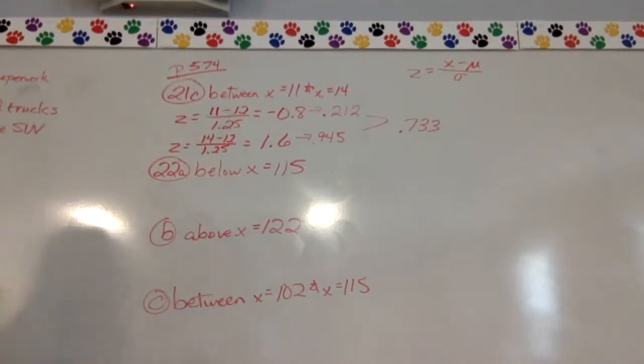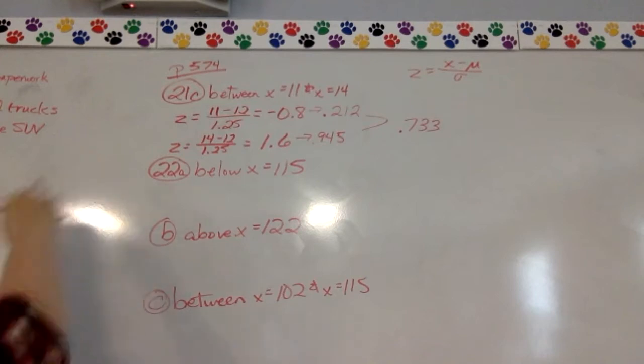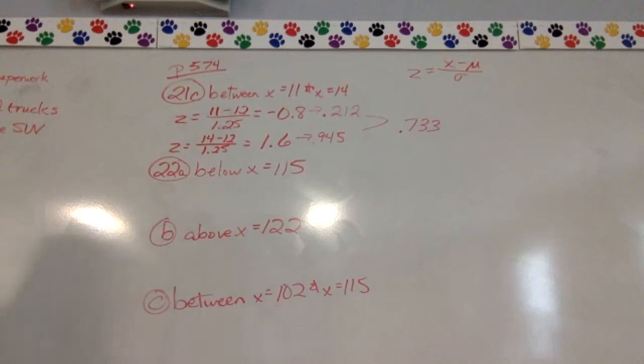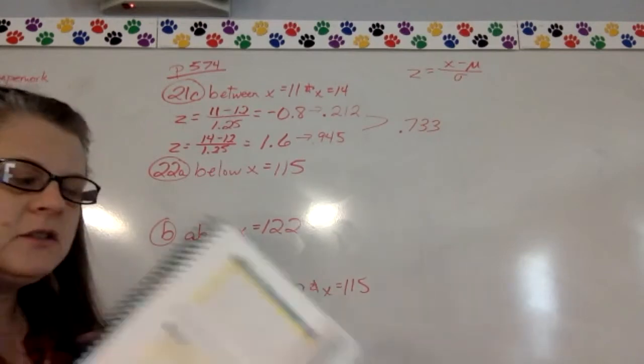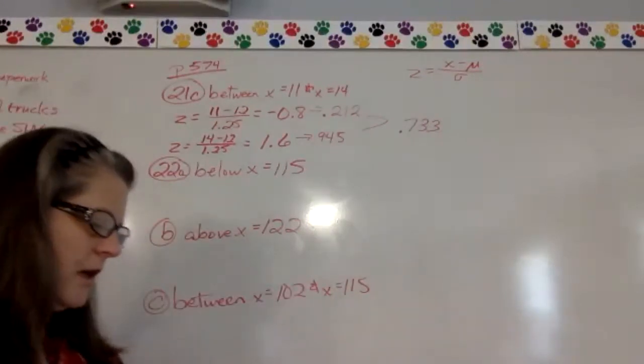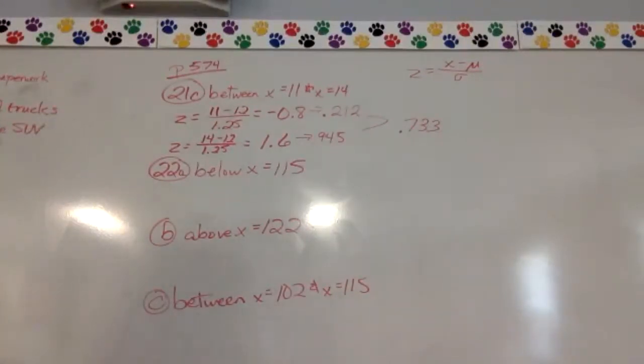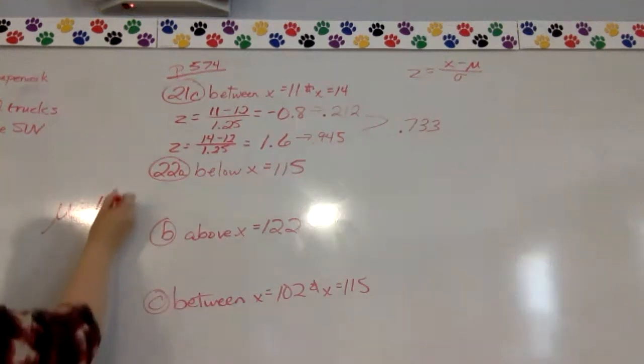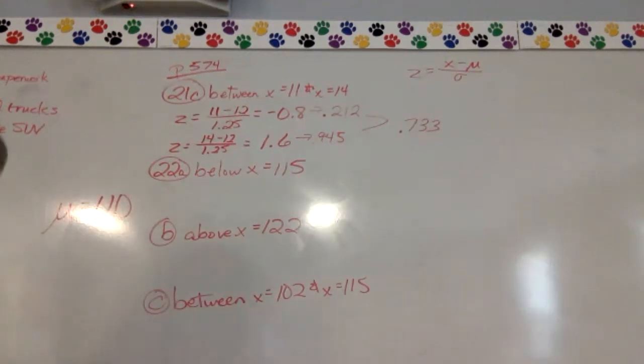Part A is just doing one of those, part B is just doing one, and part C on 22 is like the part C we just did. So we use our formula first to find our z-score, and then we use that to get the number from the table. For 22, it told you your mu, your average, was 110, and your sigma, your standard deviation, was 6.2.